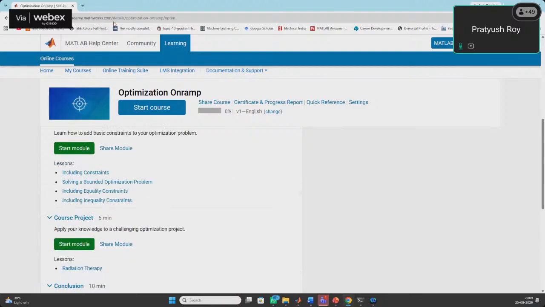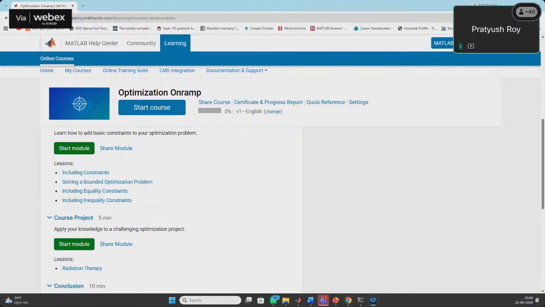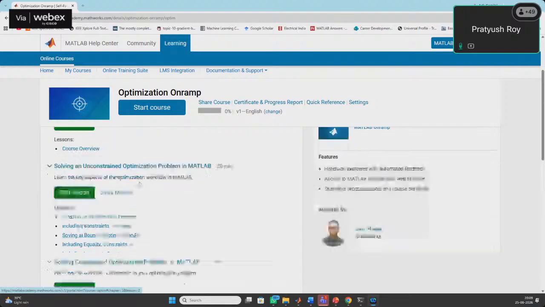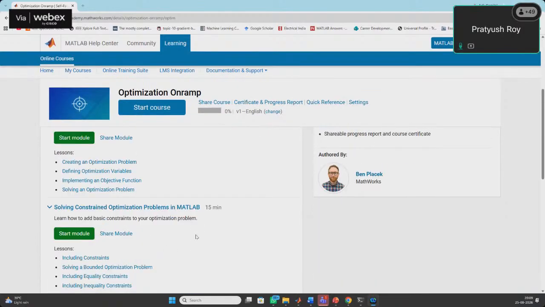Okay, so I will paste this one as well in the chat. Please feel free to bookmark it. If there is any sort of homework that I can give to you, that would be completion of this particular onramp. It barely takes you 1 hour, but makes you familiarized with optimization routines and optimization workflows and how to apply them using MATLAB.